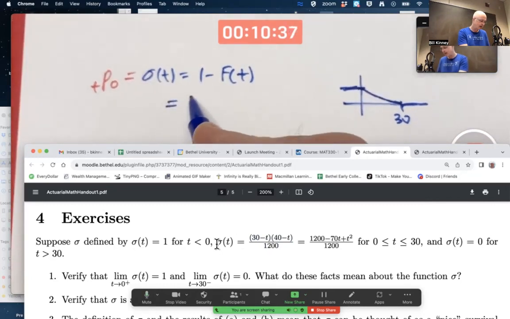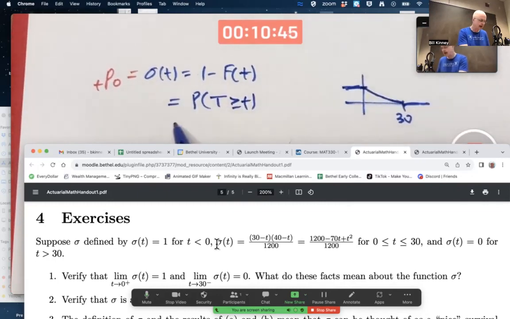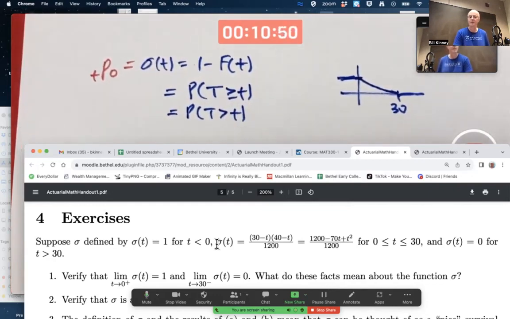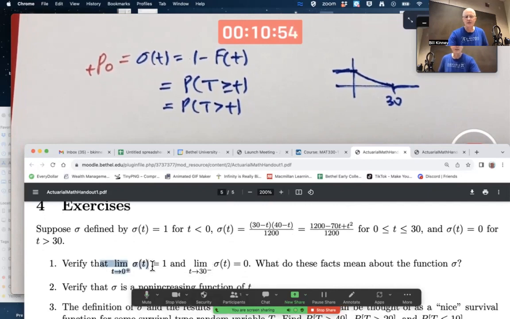And this does give the probability that the random variable capital T is greater than or equal to little t, which, since again capital T is a continuous random variable, could be thought of this way as well. Okay. Being the complement of the CDF, the limit as t goes to 0 from the left is not 0, it's 1. 1 minus 0 is 1. And the limit as t goes to infinity, which effectively means t going to 30 from the left here, is 0, just like the CDF would approach 1 as t approaches 30.